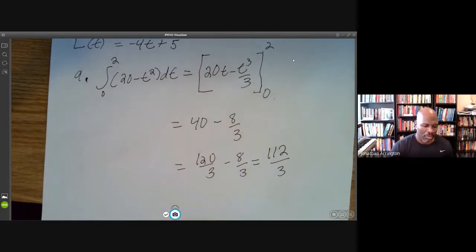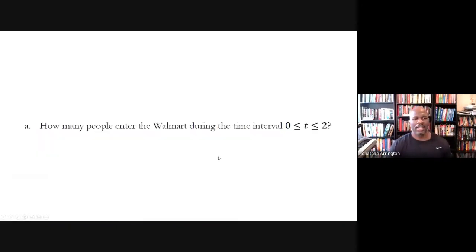So let me just go back before I move to question B to make sure I've answered everything they asked me about question A. Looking at question A, they are just asking how many people entered Walmart during the time for t going from 0 to 2. All right, so let's go ahead and look at question B.